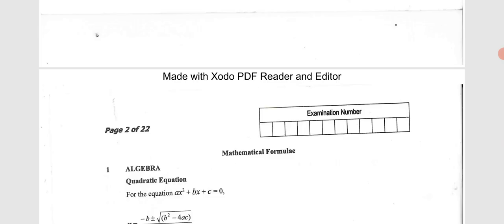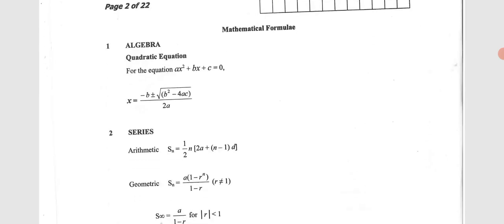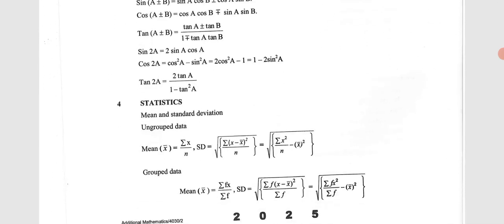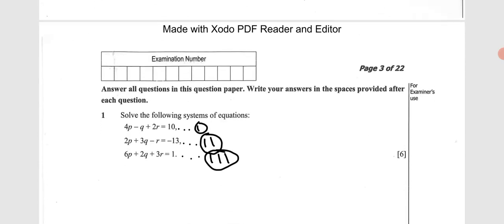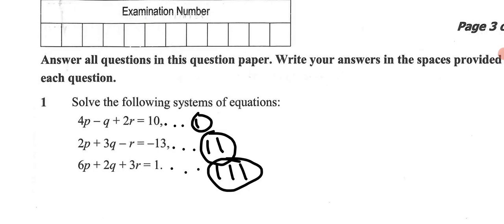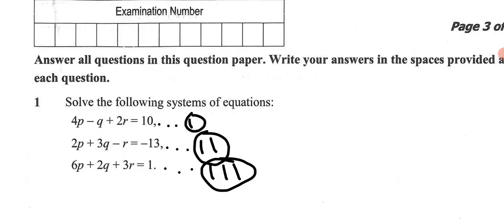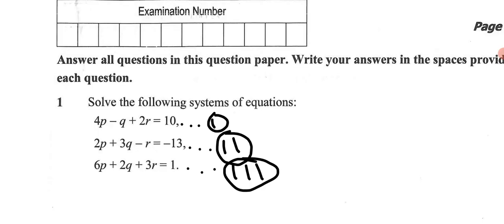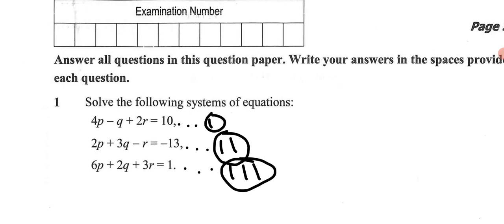This is the mathematical formulae sheet for algebra, series, trigonometry, and statistics. Then we have our question paper, and it starts by saying answer all questions in this question paper. Write your answers in the spaces provided after each question. This is your question 1, solving an equation in 3 variables carrying 6 marks.